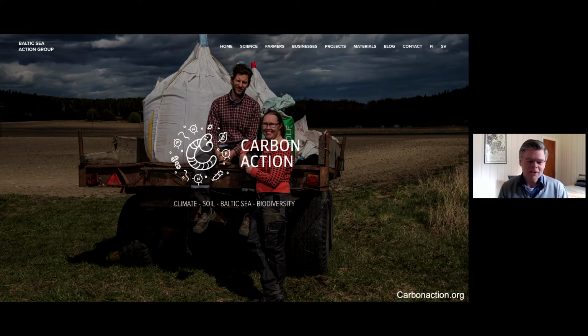And all this Carbon Action initiative means a close collaboration among researchers, farmers, companies, and other stakeholders. It is coordinated by a foundation called Baltic Sea Action Group, and then the Finnish Meteorological Institute is coordinating the research that is part of Carbon Action, even though the research is carried out in different universities and research institutes. And currently there are some 15 research projects on the Carbon Action platform, and you can read more about Carbon Action at carbonaction.org.